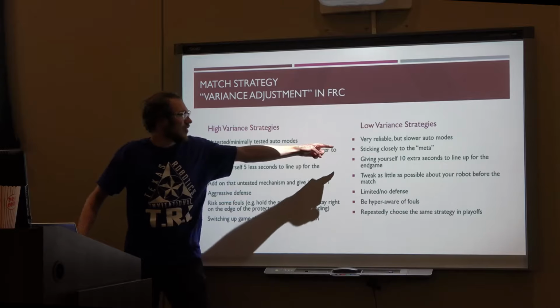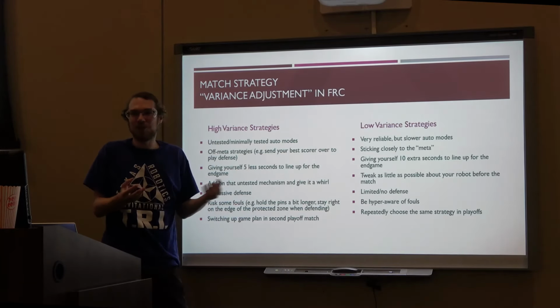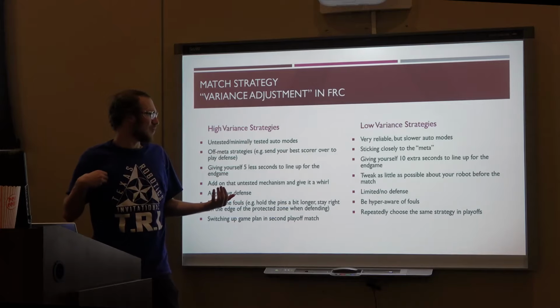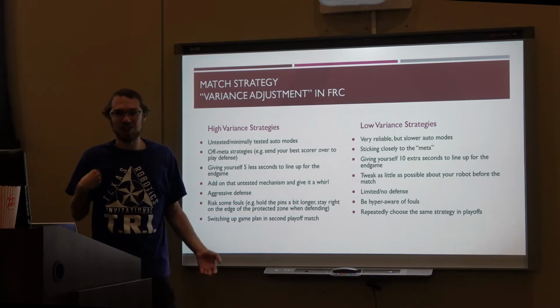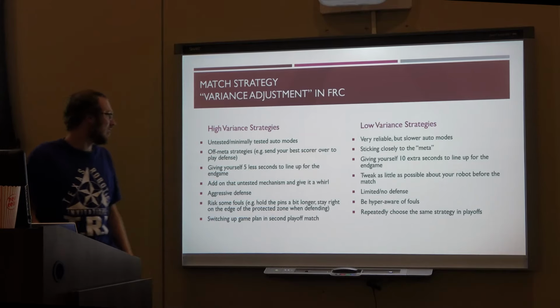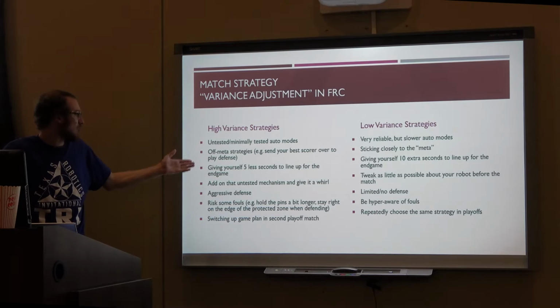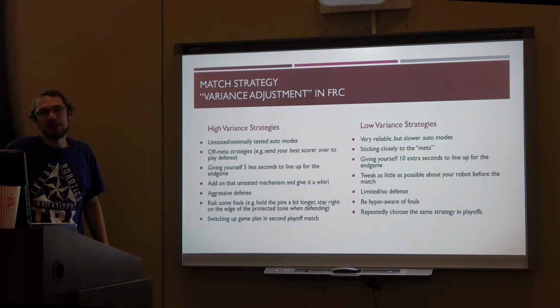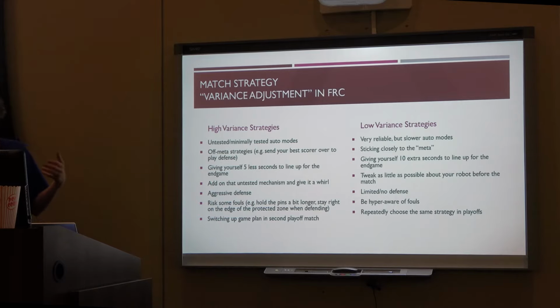Yeah, and on the flip side, for low variance, if you're the favorite in a match, maybe slow down your auto mode. You know, don't do quite as much in auto, but do it slowly and reliably. Off meta strategies are common. The common meta this year was either 3 offensive robots or your 2 best robots play offense and you throw your worst team over to play defense. Sometimes you can just pick some crazy strategy. For example, you can send your best scorer over to go play defense. It's like, okay, yeah, that's probably not going to work, but you know, you got to go for it.